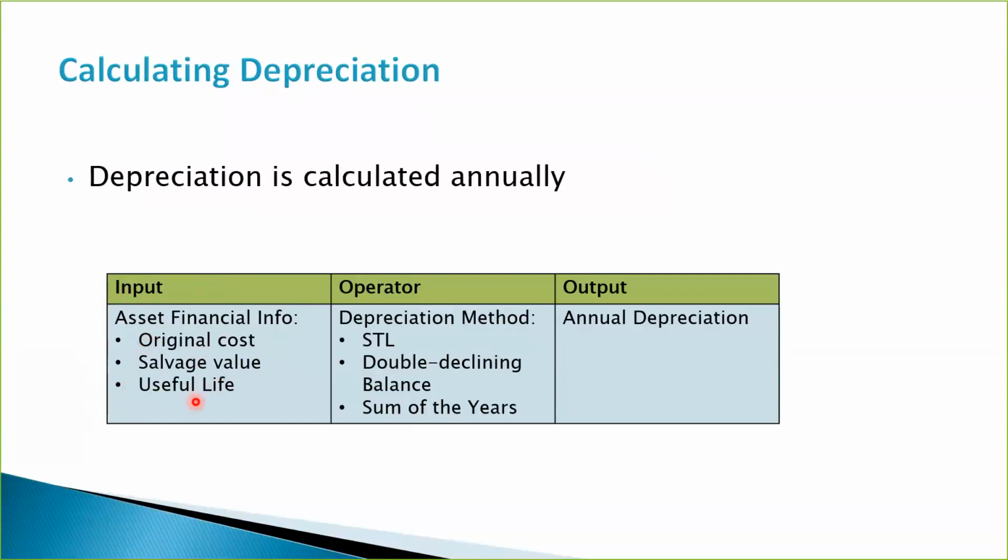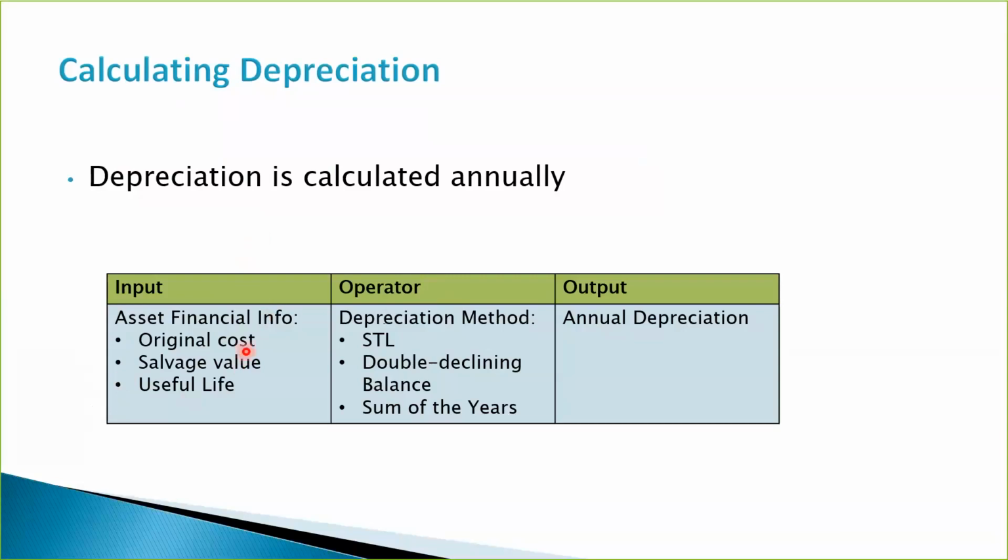Based on this information, it will be subjected to whatever depreciation method you will have associated with that asset, and this can come down from the category of this particular asset. Okay, so based on the depreciation method, whose information you will enter when you're creating that category, then you'll get the annual depreciation.